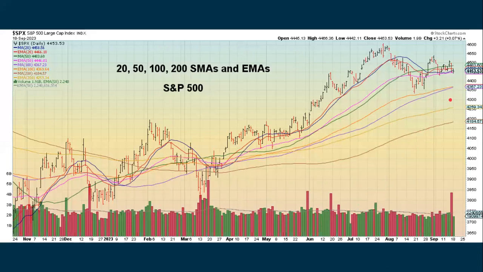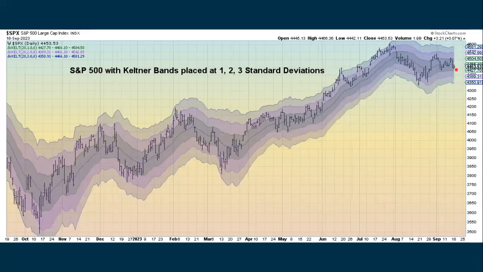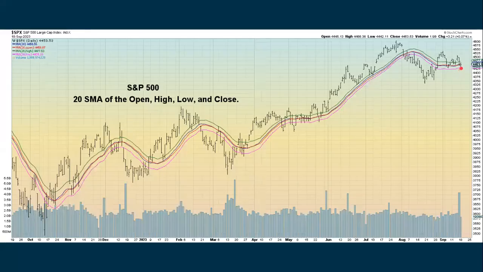The moving average tree is coming back down into the moving averages. The 20 periods, those are shorter term. We're falling below those. We're still hanging in there a little bit with our different 50-period moving averages. The Bollinger Bands are coming back down to the midpoint, a little bit below the midpoint with our standard deviations chart. And we're coming down to the midpoint with our open, high, low, close study.